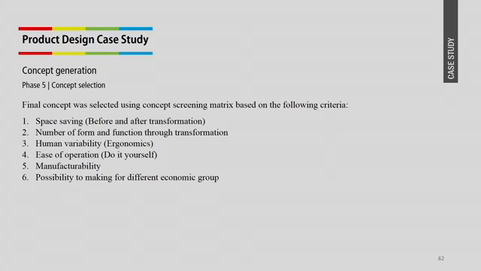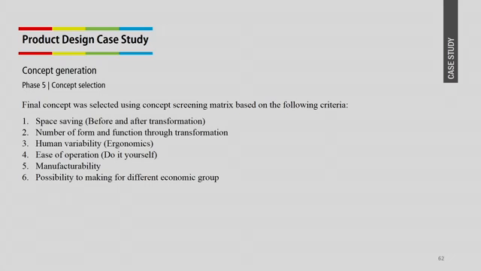One is space saving, like before and after transformation, how much volume it occupies. Second is the number of forms and functions through transformation, like how many ways I can use one particular product. Third is human variability: can people of different anthropometric dimensions use this particular product. Ease of operation: can the user assemble and disassemble it easily or not. Manufacturability: can it be manufactured easily or not.